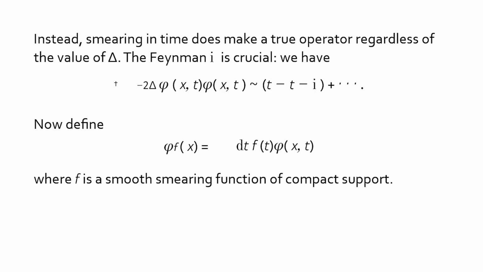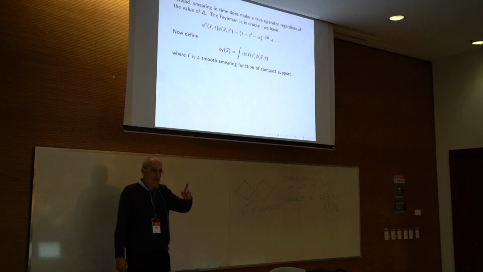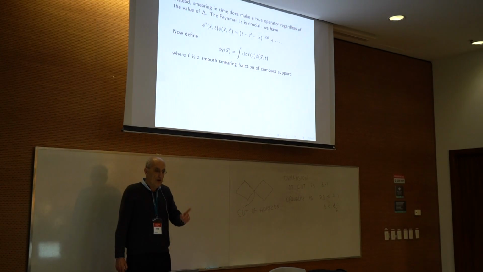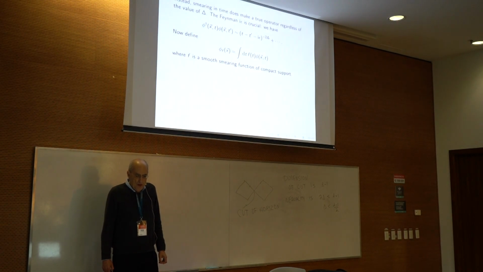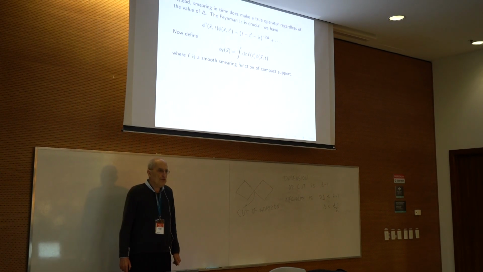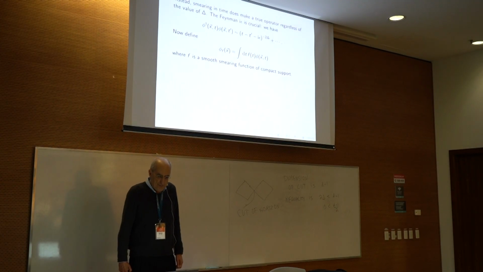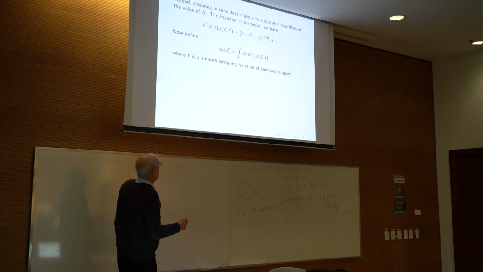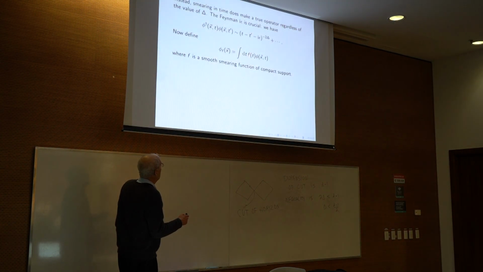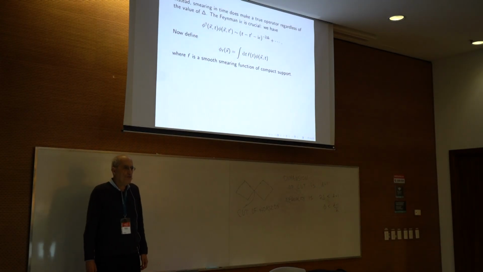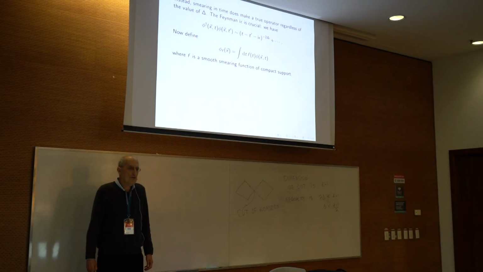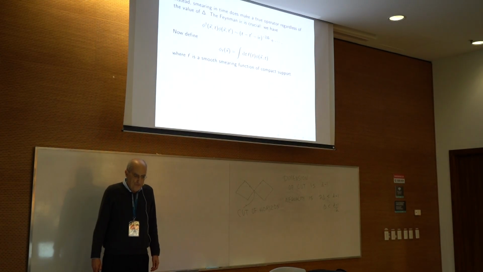So now I want to define an operator by smearing only in time. Previously we smeared only in space. Now we're going to do the opposite and smear only in time. So at a fixed value of x, I take a smearing function f of t, a smooth function of compact support in time, and I smear this local field phi of x and t by this function of t and integrate over t. But I'm only integrating over t. I define an operator that lives at a particular x but at a fixed value of t.